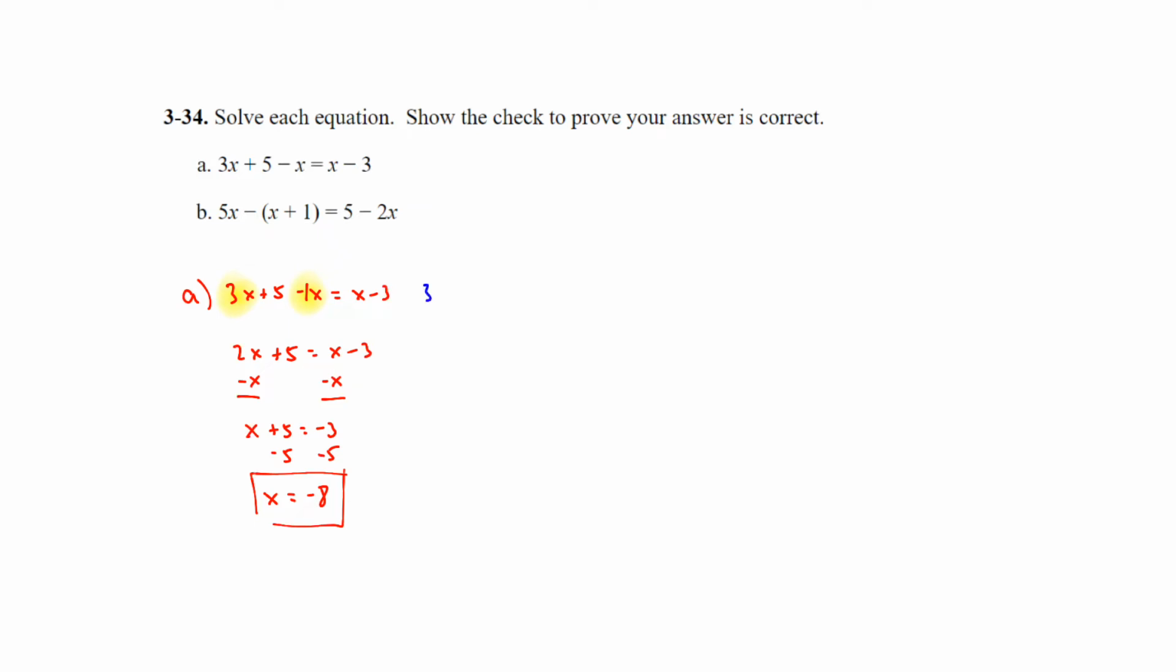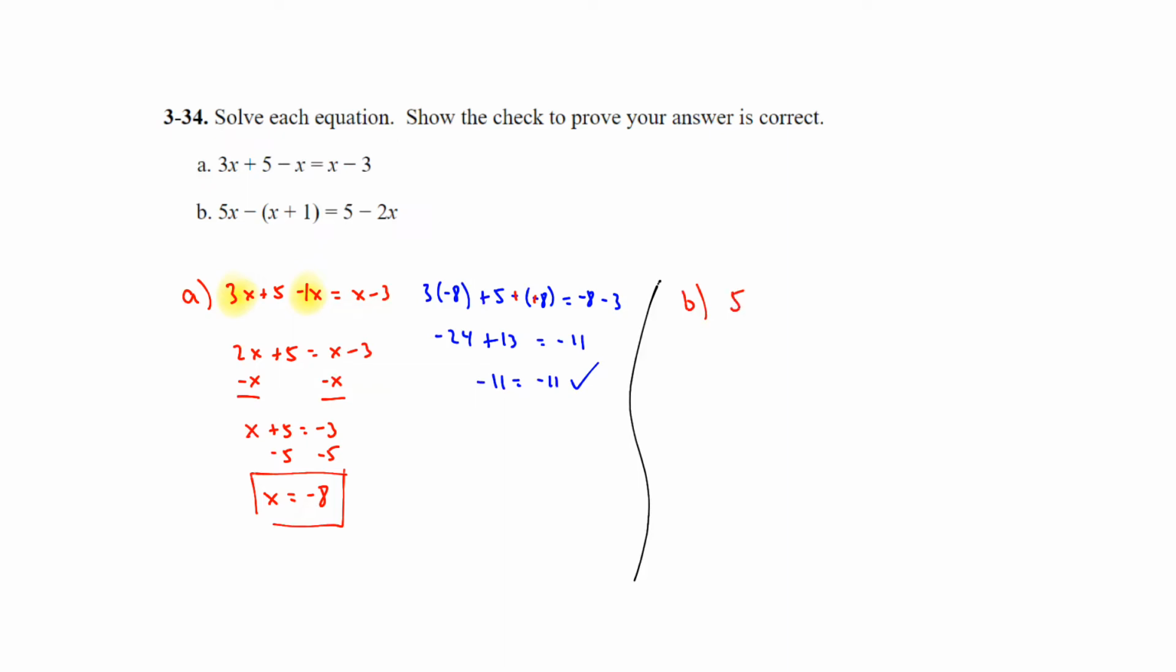So we're going to replace all the x values with negative 8. And then simplify both sides and see if they're equivalent. So we get negative 24 plus 13, and it is plus 13 because you have minus a negative, so it would be adding, is equal to negative 11. Negative 24 plus 13 is negative 11, so negative 11 is equivalent to negative 11. So our check is correct. And so therefore our answer, x equals negative 8, is correct.